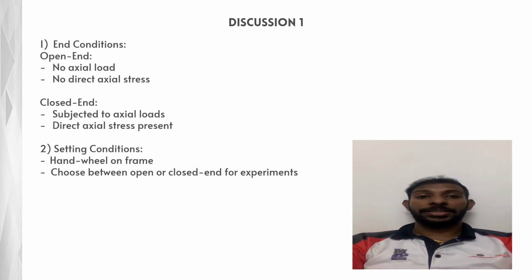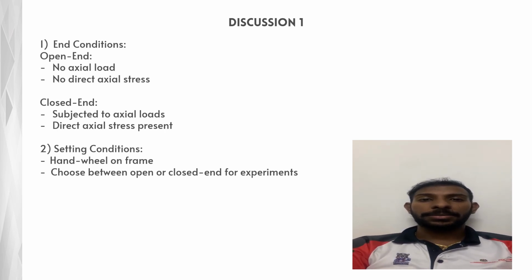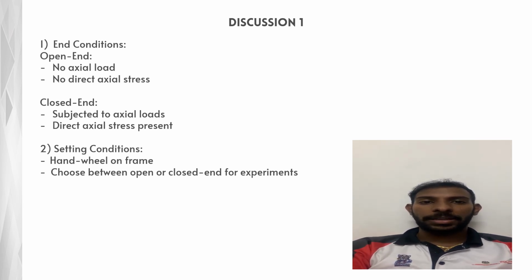Students can assess strains in a cylinder under two different end conditions, open and closed. In the open end condition, the cylinder experiences no axial load, leading to an absence of direct axial stress. Conversely, in the closed end condition, the cylinder is subjected to axial loads, which result in direct axial stress. A hand wheel on the frame allows students to set this condition. When conducting experiments, students select between the closed or open end condition based on their testing requirements.